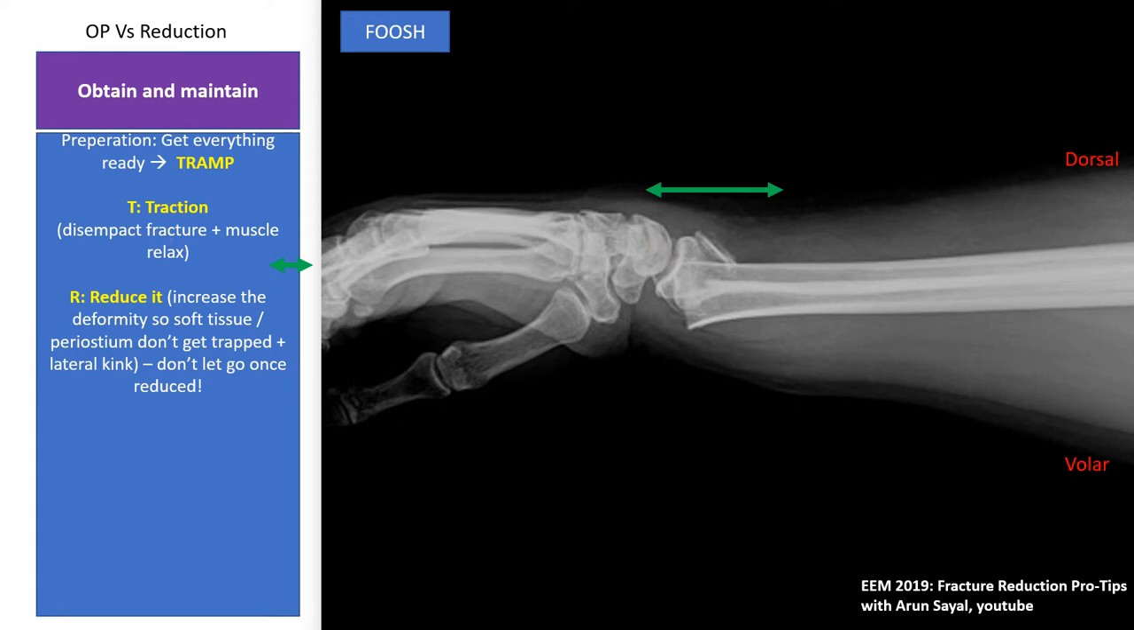And then the R is reducing it. When you reduce it, first of all, you will actually increase the deformity to disimpact it even more. You do that with angles as well. So you go up first. If you're putting traction on the limb here, and the patient is in a device here, then you're standing over here with your face facing this direction. Then you will use one hand to keep the traction here, and the other hand to push here with your thumb, and then you will pull the hand up first.